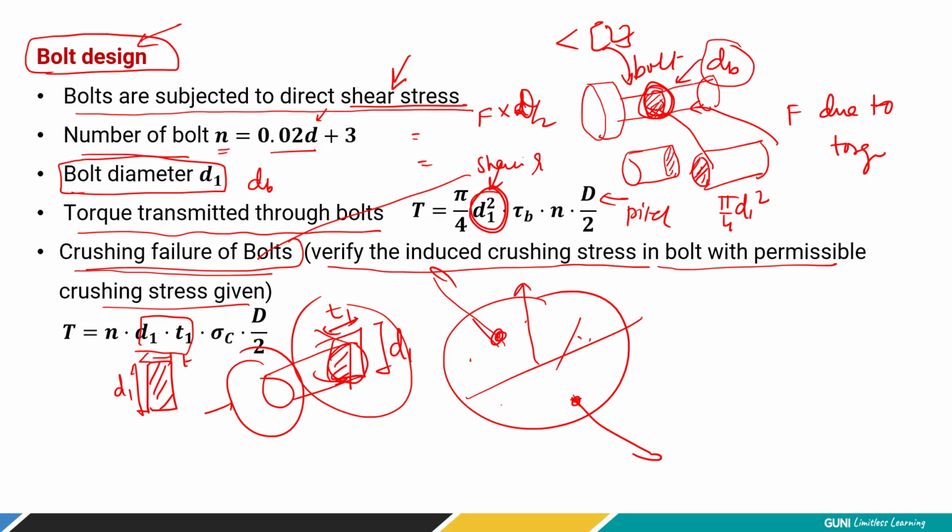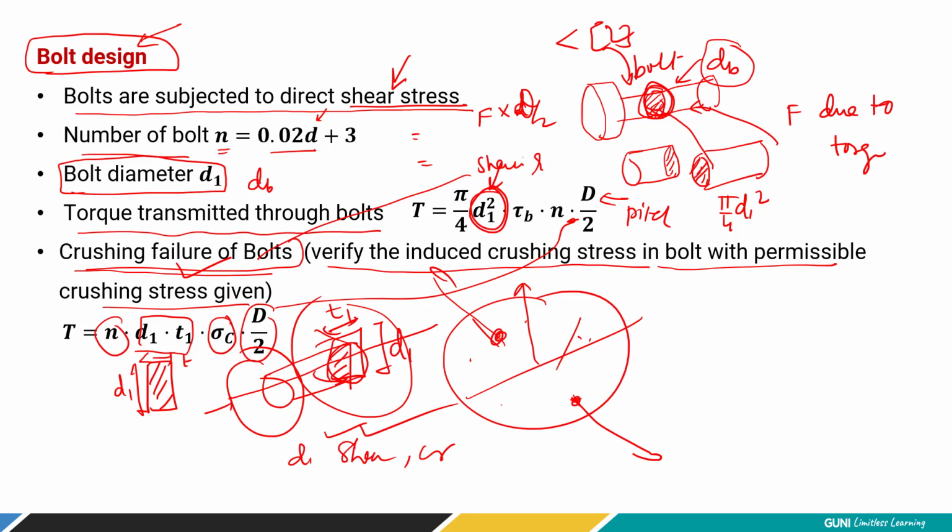So this is the area, but there are a number of bolts, so a number of areas. So N into D1 into T1, and here we are considering the crushing stress. So we have to multiply by the crushing or compressive stress acting at a distance of D by 2, like a shear stress, because the bolt is fixed at the same position. So the bolt has two types of stress generation. One is the shear failure possibility, the second is crushing. But we have made it safe in shear stress. We simply found the dimension in shear stress.